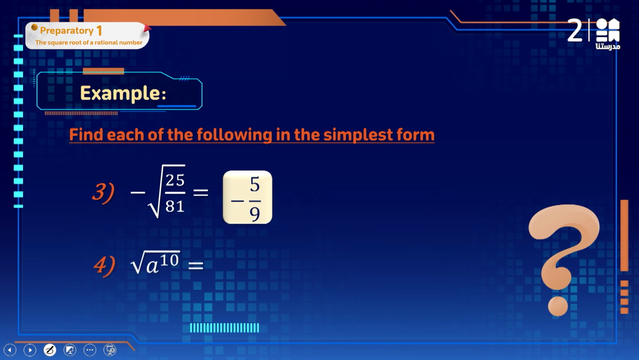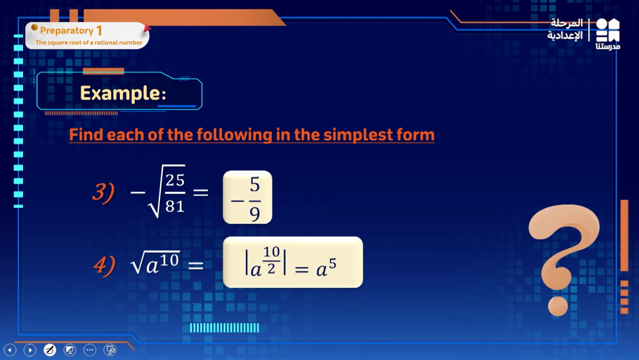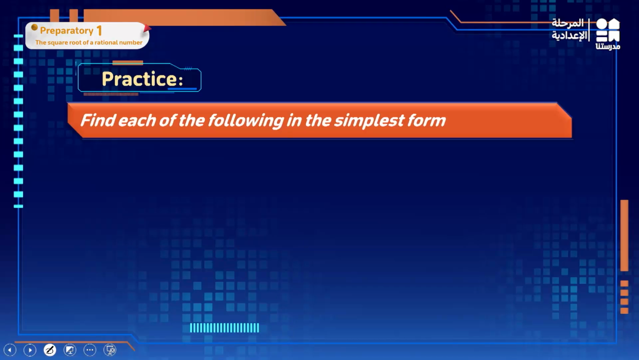Number 4, the square root of a to the power of 10. As we said, if we have any power under the square root, we have to divide it by 2. So it becomes a to the power of 10 over 2, which is a to the power of 5. And don't forget the absolute value. If you have any sign, cancel the sign. Brackets. Find each of the following in the simplest form.